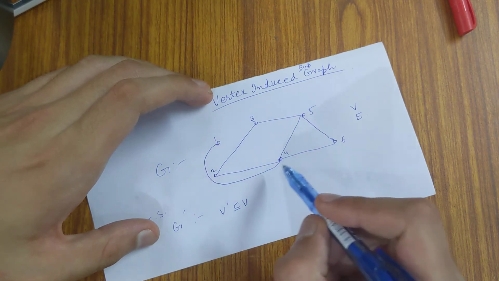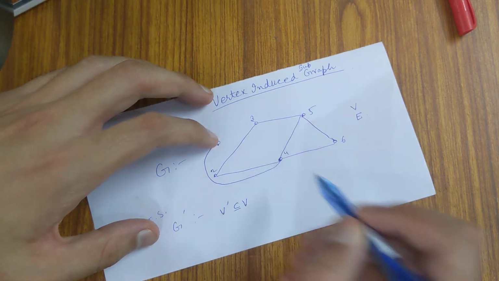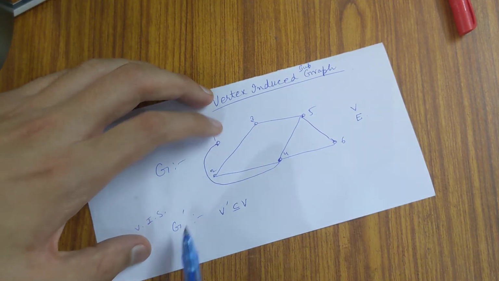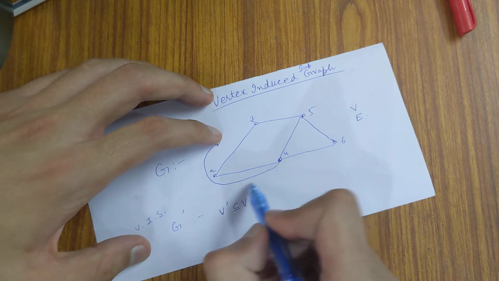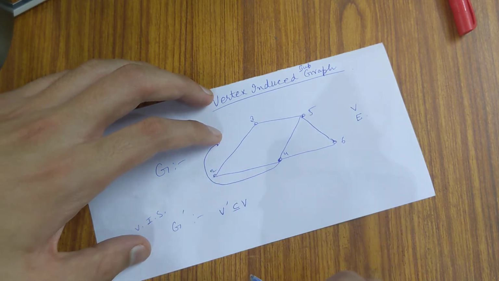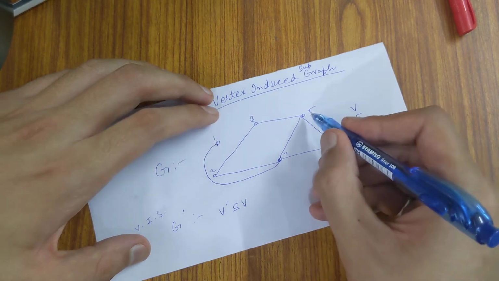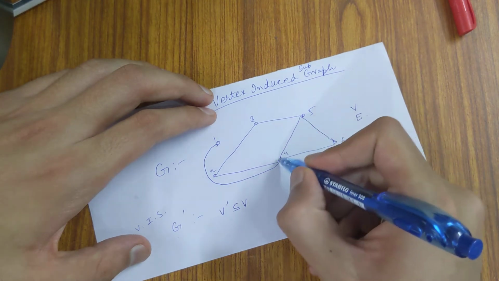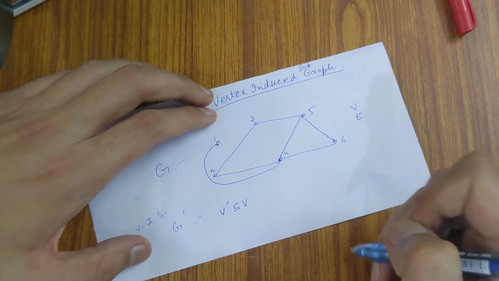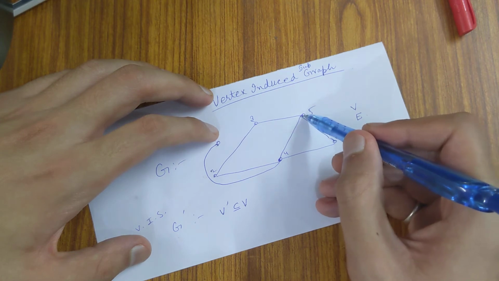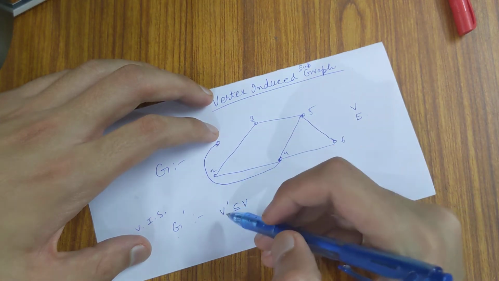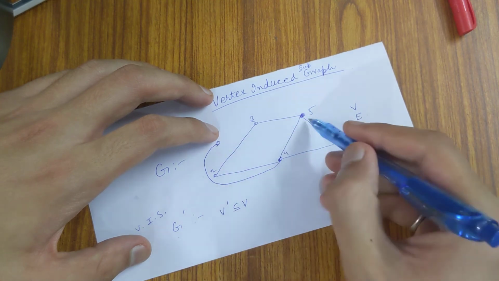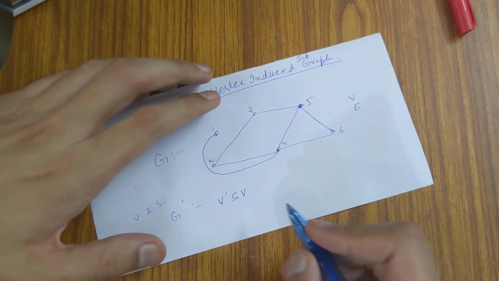the vertices. For example, if I am considering 1 and 4 in my G dash, then this edge which is joining 1 and 4 must be there. And if I am considering 5 and 4 in my G dash, then this particular edge must be there. However, if I am considering 5 and 1 in my set, then there is no edge between them, so it is not there.